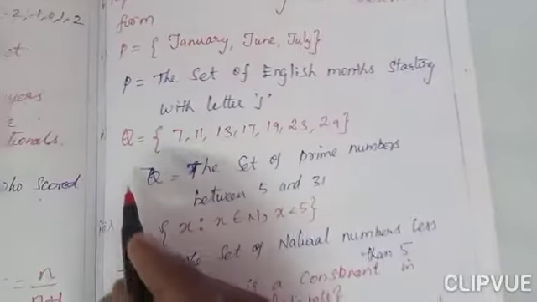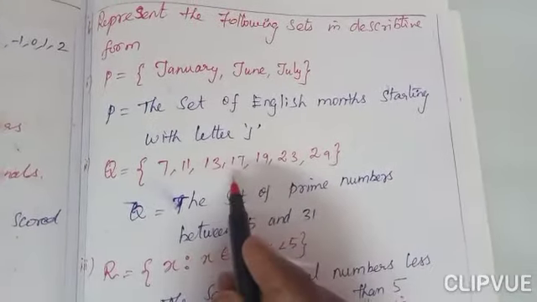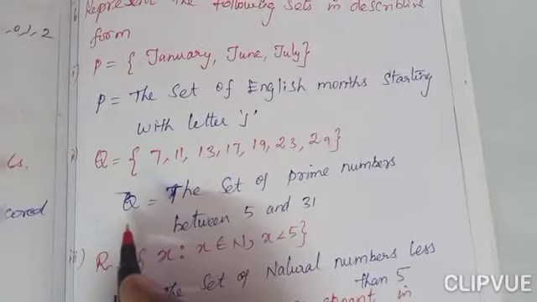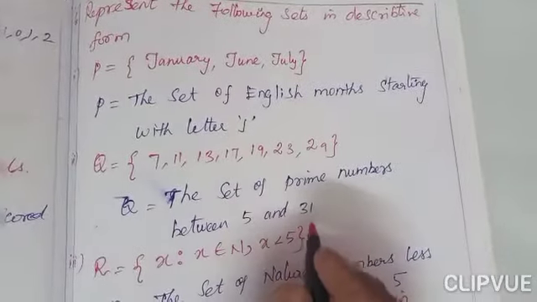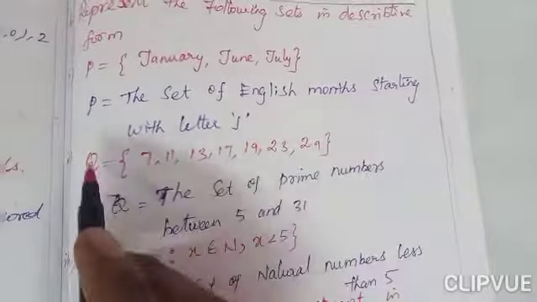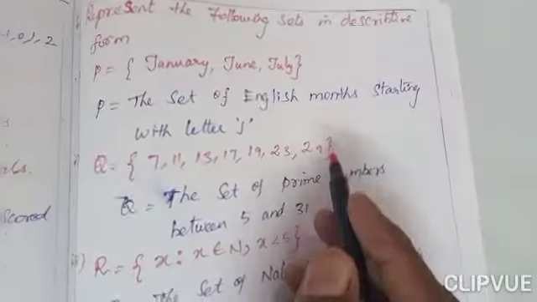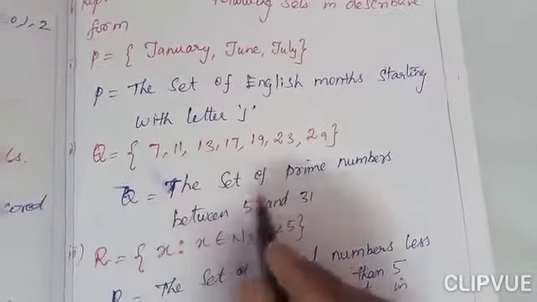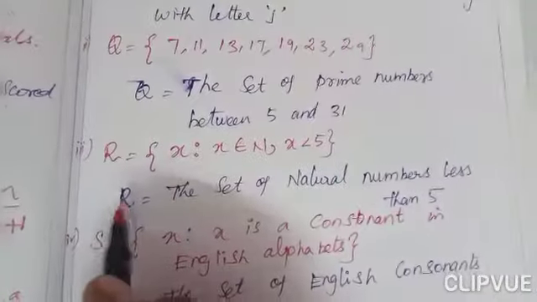Look at the next question. Second one. Q equals 7, 11, 13, 17, 19, 23 and 29. Set Q equals the set of prime numbers between 5 and 31. The elements given here are all prime numbers between 5 and 31. I repeat it. Q equals the set of prime numbers between 5 and 31.